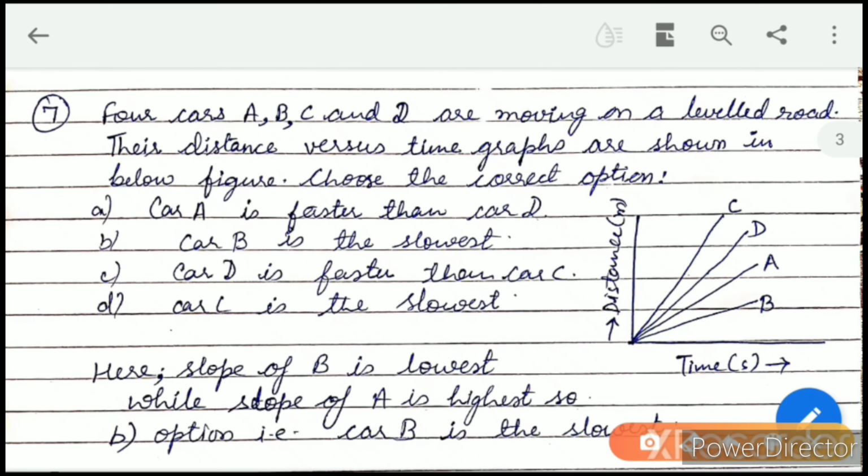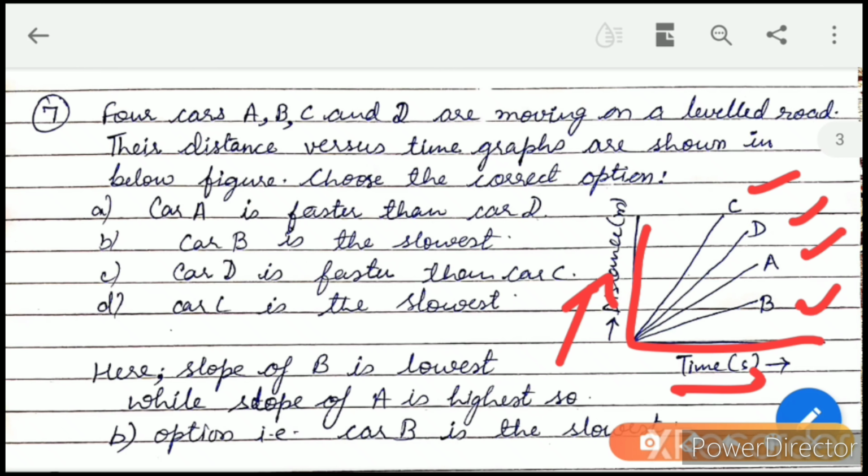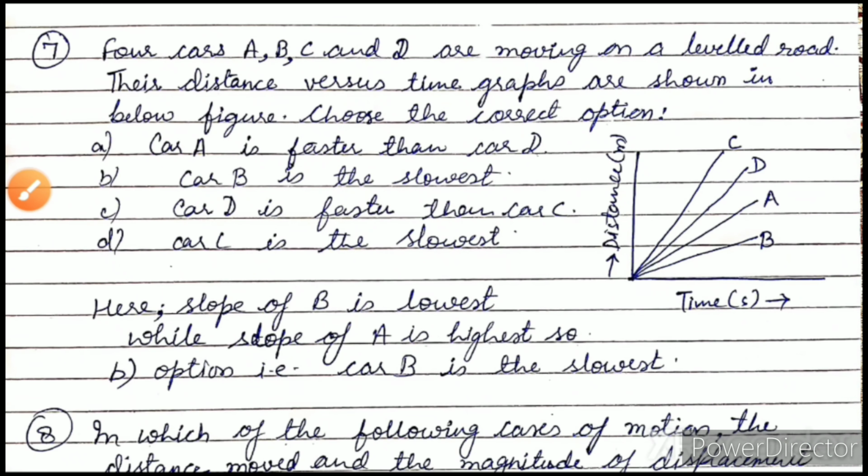Here are the cases. Four cars A, B, C and D are moving on a leveled road and the graph is given. Time along the x-axis, distance along the y-axis. Their distance versus time graphs are shown below. Choose the correct option. Now here you can see that car C is at the maximum distance in the lowest time. Similarly, you can see for car D, it's less than C and takes more time than C. Like this you can compare. Now here we have to choose the correct option.